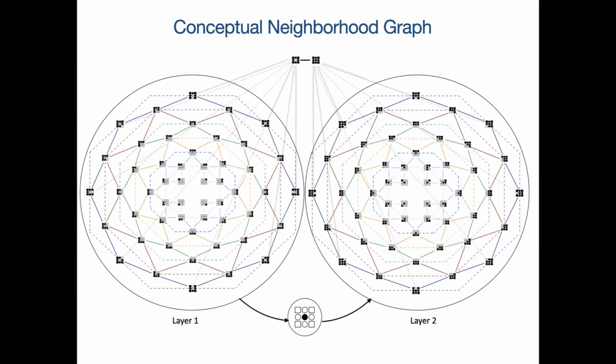And the first layer consists of 53 elements, and the second layer takes 53 elements, and each relation is connected with the center element. This configuration is a conceptual neighborhood graph for 106 elements.